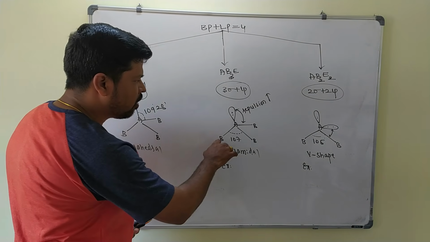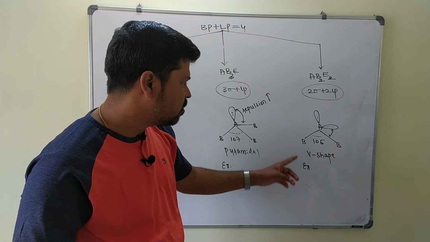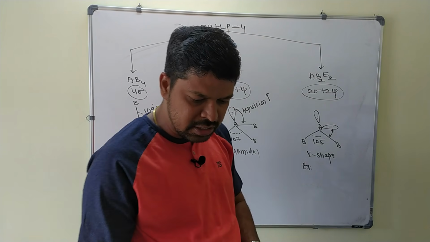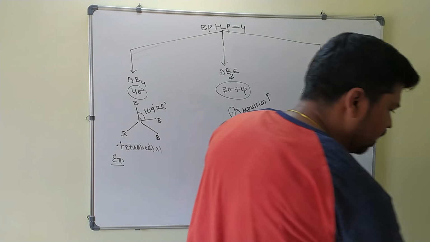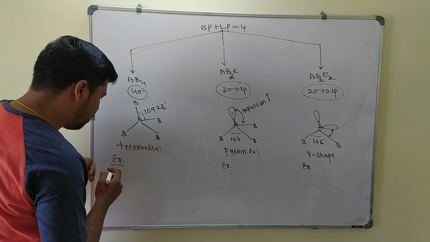But the shape of the molecule is what? Only the arrangement of bond pairs, and here you have to take 2 bond pairs, so the shape of the molecule is V shape or bent shape or angular shape. You can take care. Now we will write an example for each type of molecule.